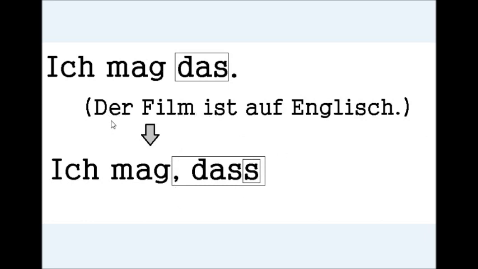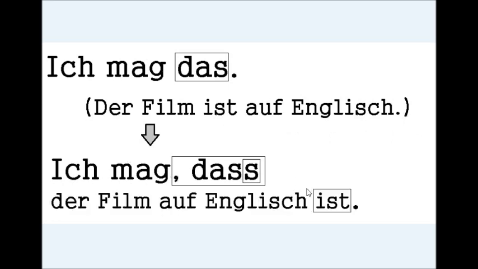And now you would say the sentence that is supposed to be the object with one difference. The first verb, verb 1, the conjugated verb, has to move to the very end of the sentence. So it is, ich mag, dass der Film auf Englisch ist. I like that the movie is in English. The object sentence is now a subclause and part of the other sentence. This means that it doesn't start with a capital letter anymore.